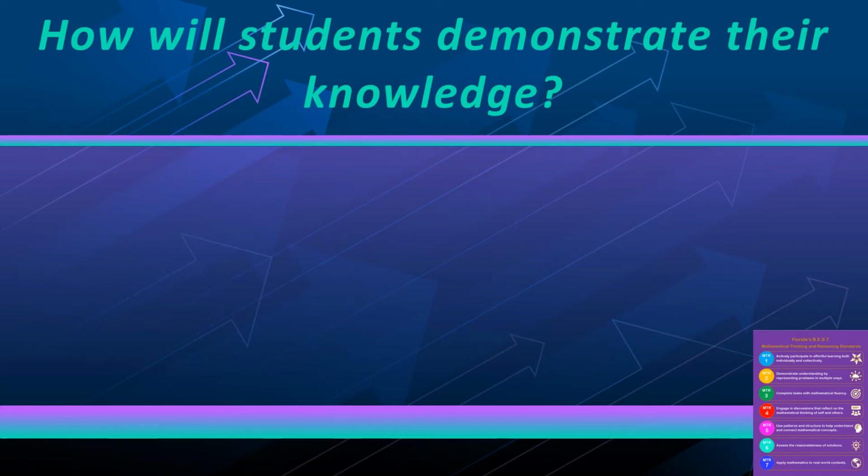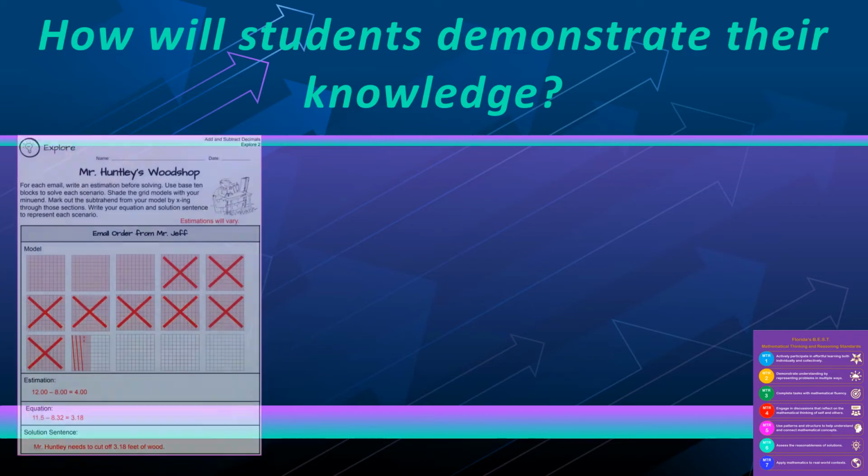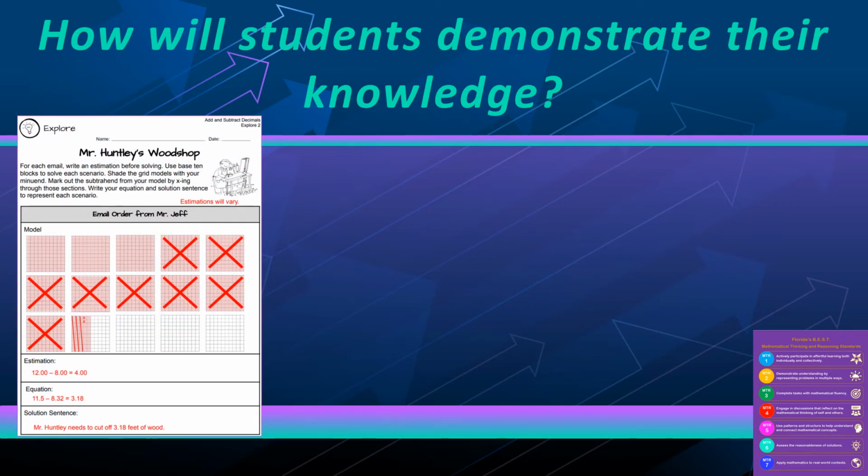How will students demonstrate their knowledge? So taken from of the different STEMscopes resources, you can see an Explore here where we're subtracting using those base 10 models and that base 10 grid paper, and then moving into estimating, recording the equation and the solution.